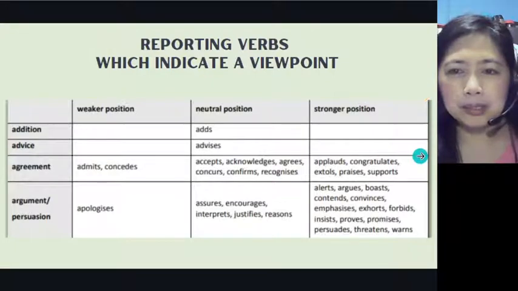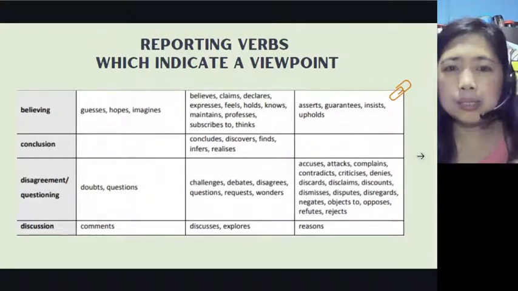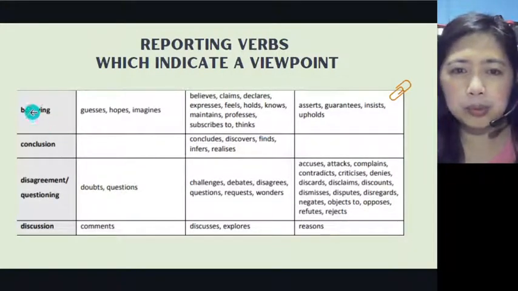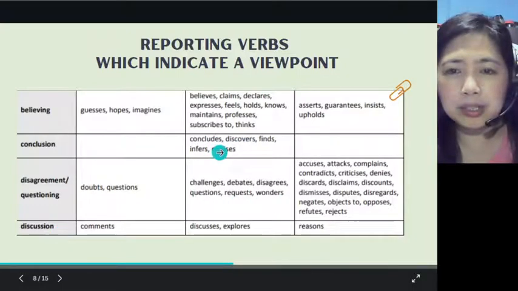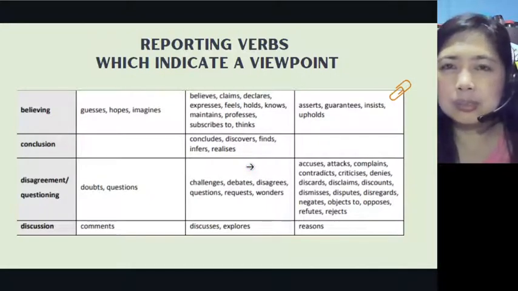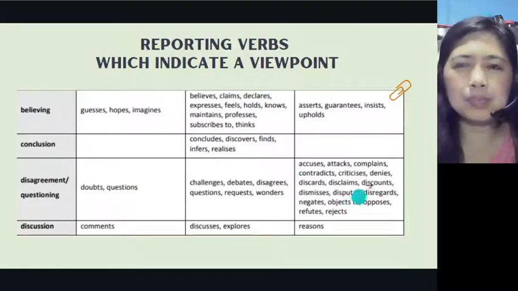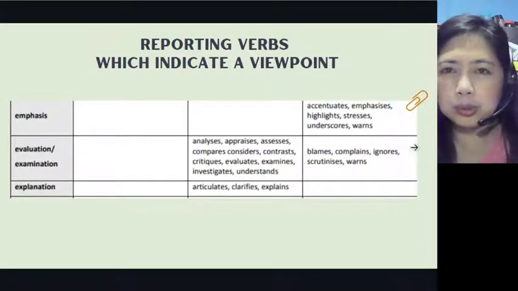Okay, so let me go ahead and move this forward. Believing. Okay, discussion. Again, these are the words that can help you use reporting verbs in your summary. So we have here, in conclusion, discovers. Miss Lasala discovers that, or finds out, or realizes something. Okay. So another set of reporting verbs we have here, to give emphasis on your viewpoint.